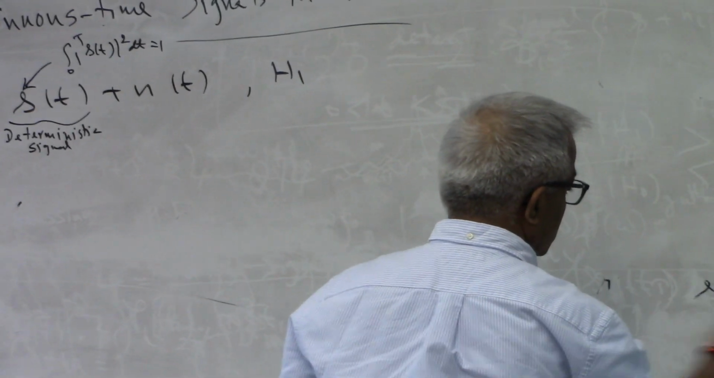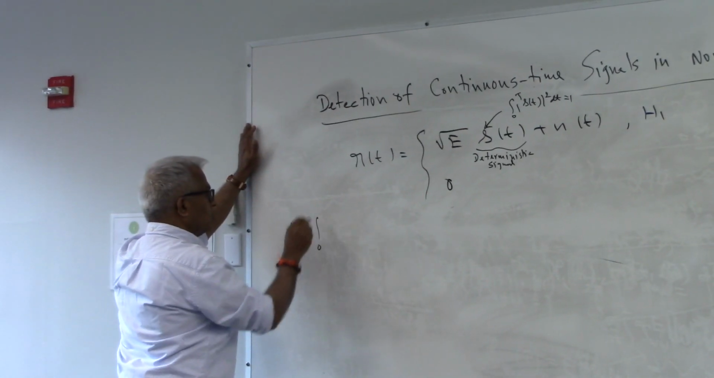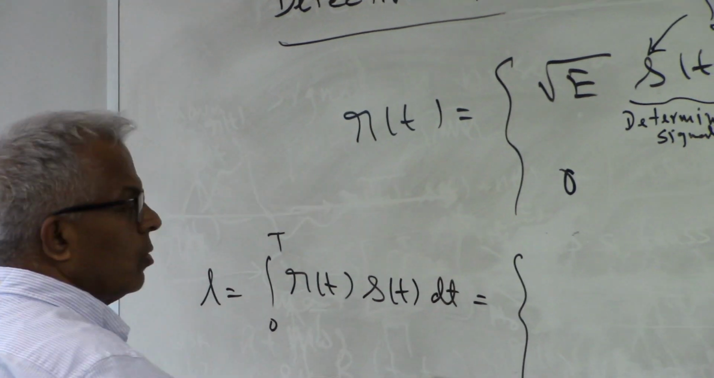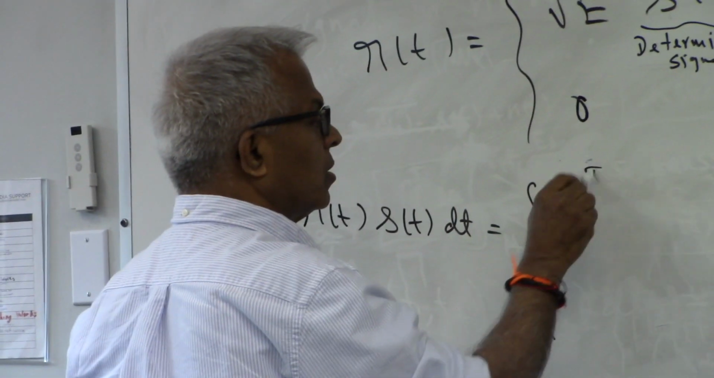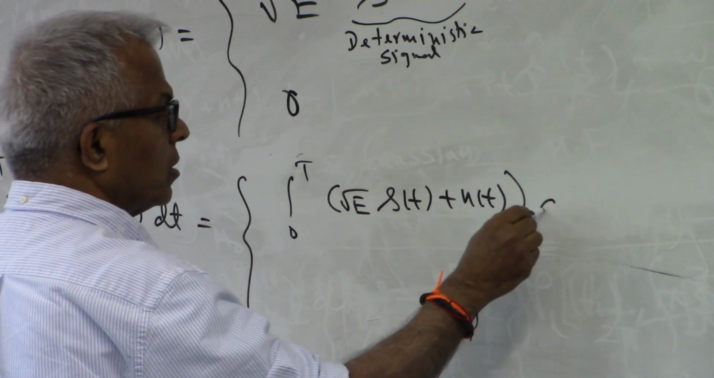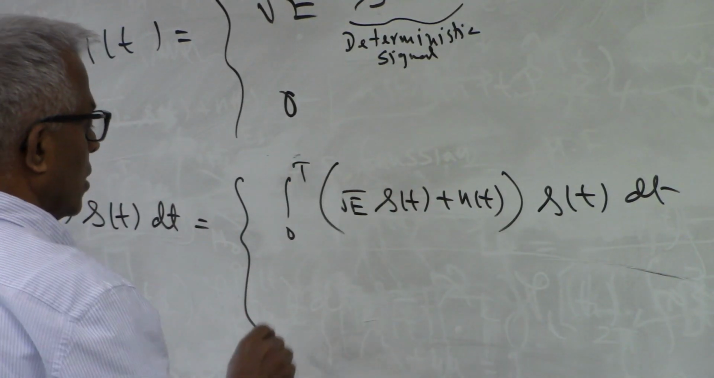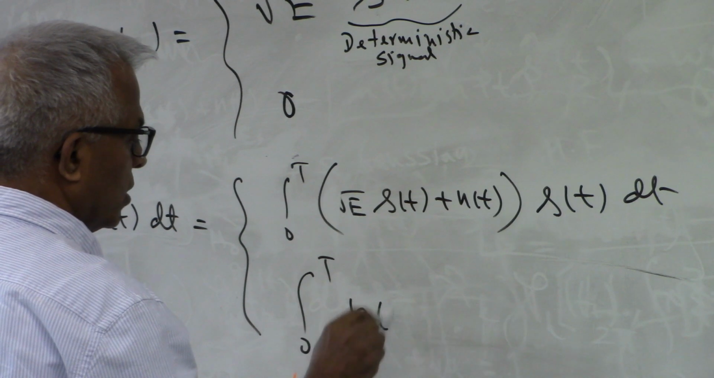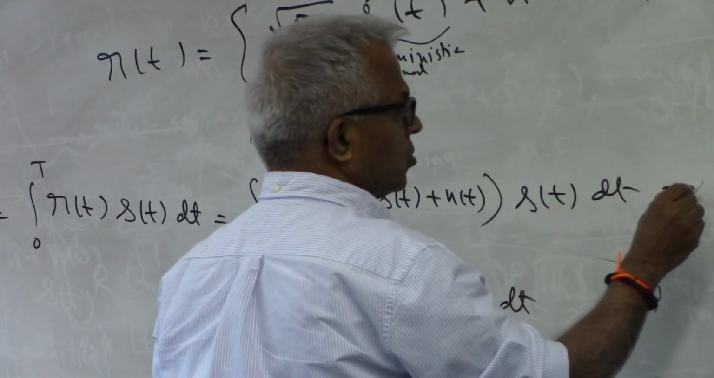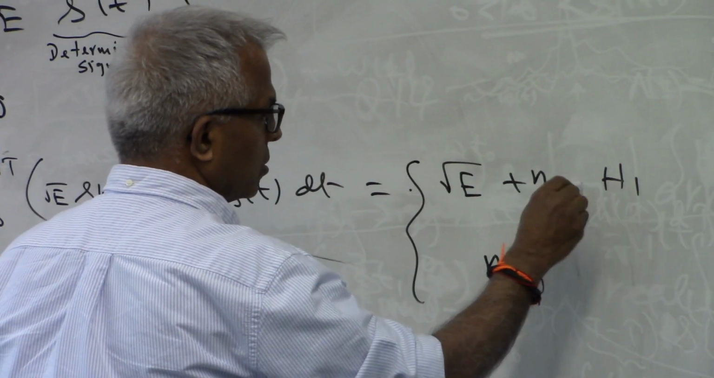So we have the likelihood function as what? Let's see. L is the integral 0 to T of r(t) s(t) dt. So what is r(t) under H1? The integral 0 to T of r(t), which is square root of E s(t) plus n(t), multiplied by s(t) dt, right? And under H0, it is the integral 0 to T where r(t) is just n(t), times s(t) dt. So you can see s(t) squared, but that's unit energy. So this is square root of E plus N1. This is just N1, right?